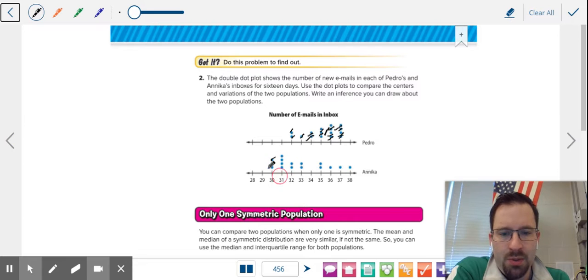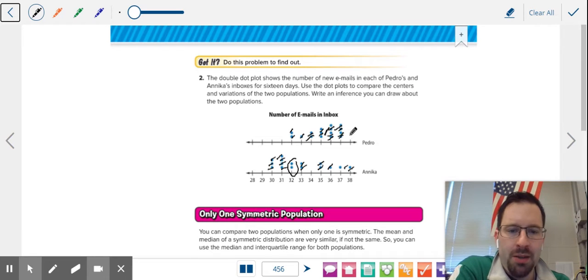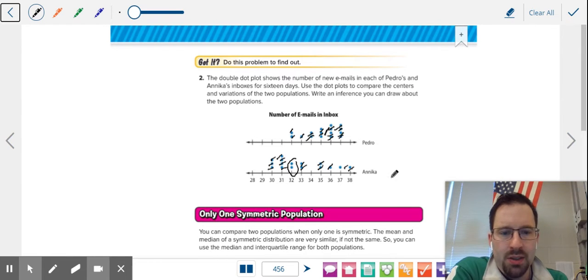Down here, same thing. All right, this median is 32. So now Annika has a lower median than Pedro by about 3.5.